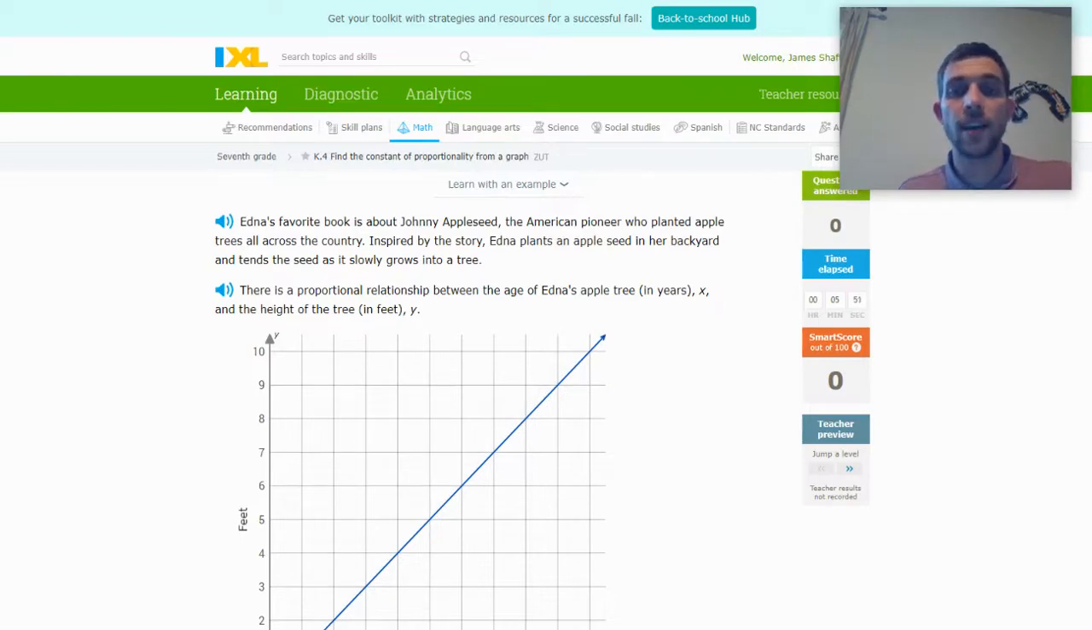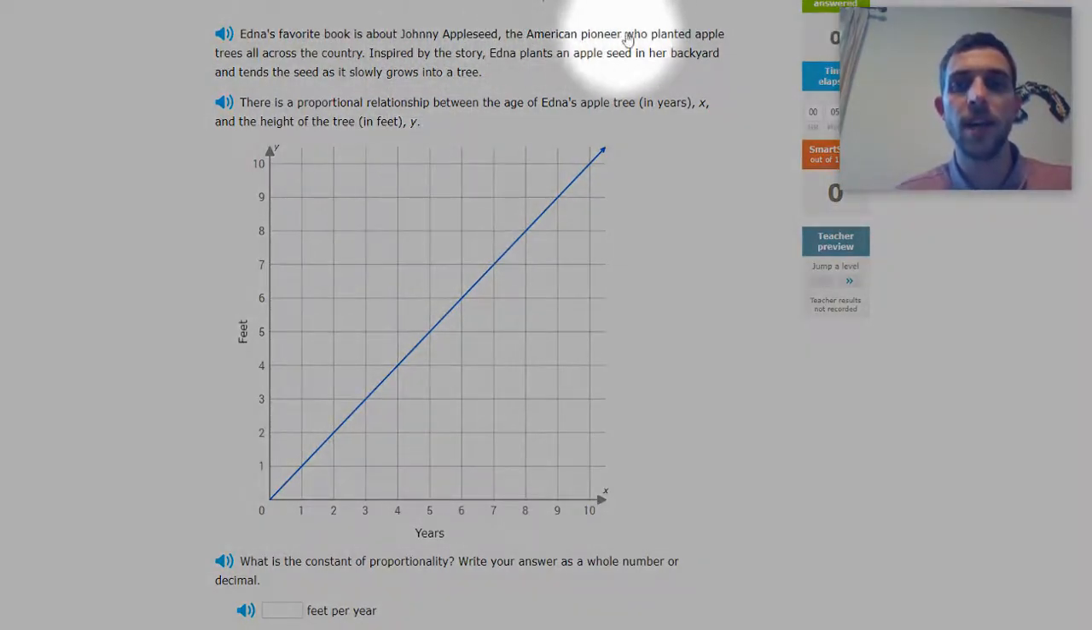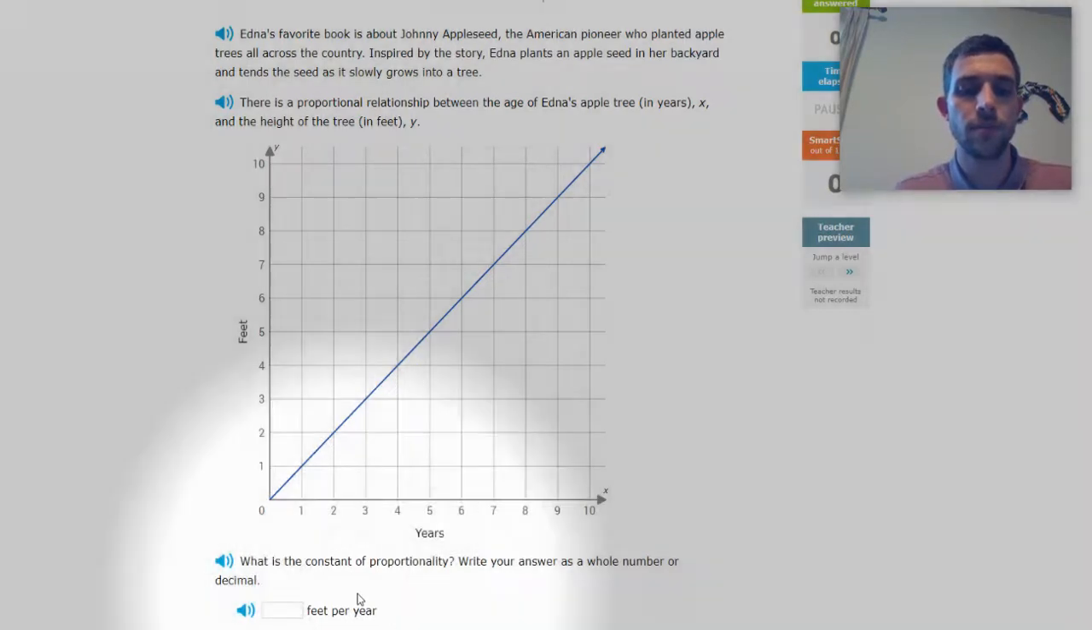Once we jump over to IXL, we have the first problem, which says Edna's favorite book is about Johnny Appleseed, the American pioneer who planted apple trees across the country. Inspired by the story, Edna plants an apple tree in her backyard and tends the seed as it slowly grows into a tree. What is the constant of proportionality? Write your answer as a whole number, and it's in feet per year.